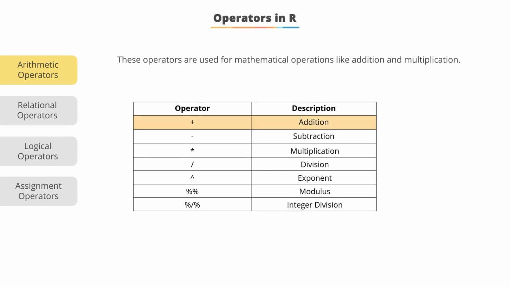The plus sign is for addition, the minus sign for subtraction, the asterisk or star for multiplication, slash for division, the caret for exponent, or raising something to the next power, the modulus for remainder, and the integer division to see how many times something goes into another. Well, what does this look like?